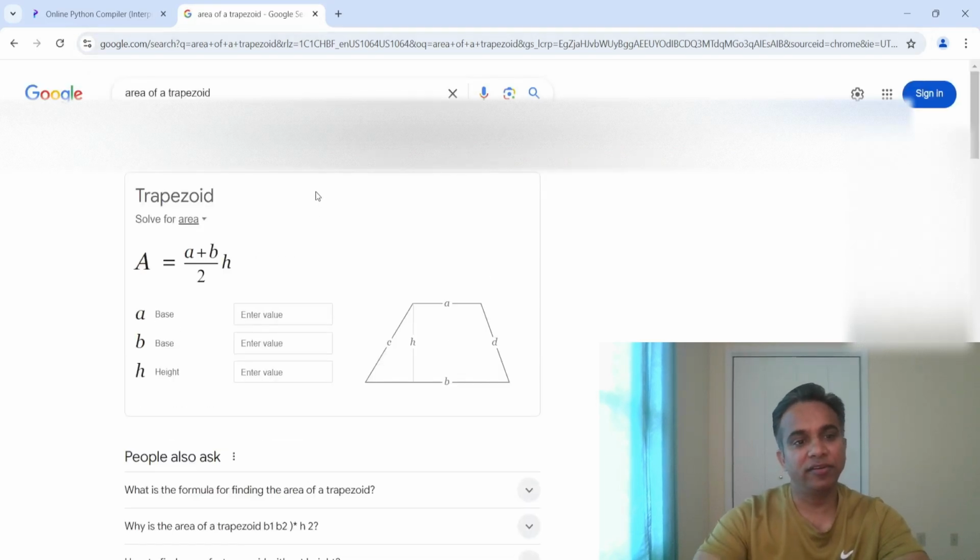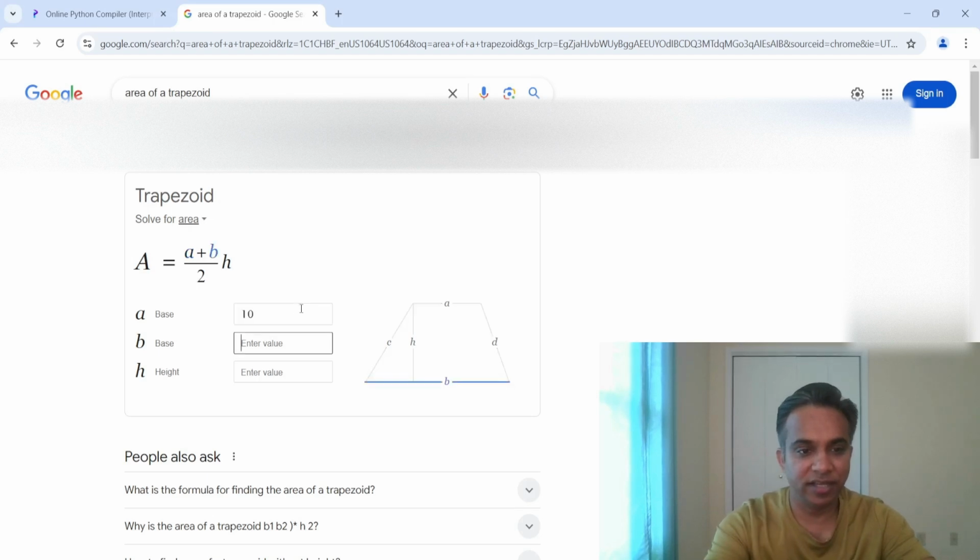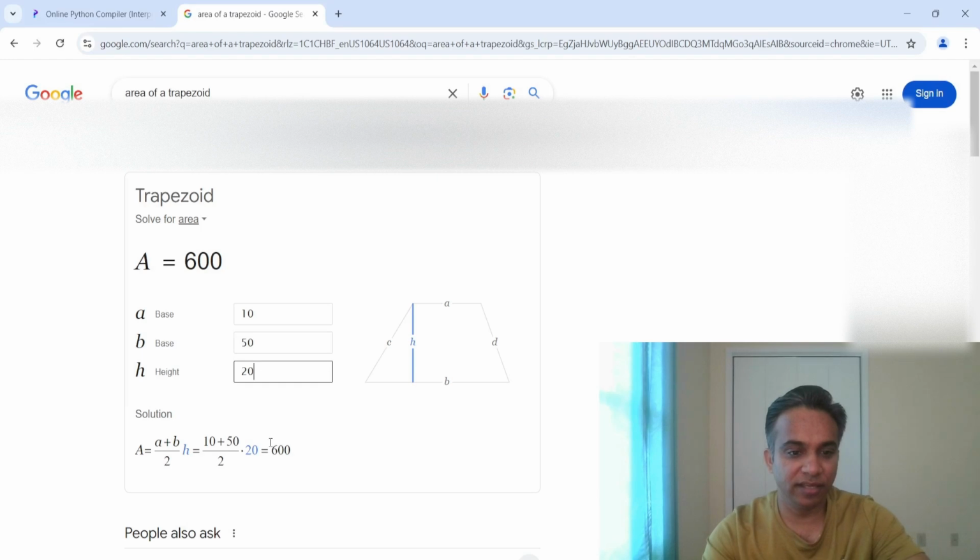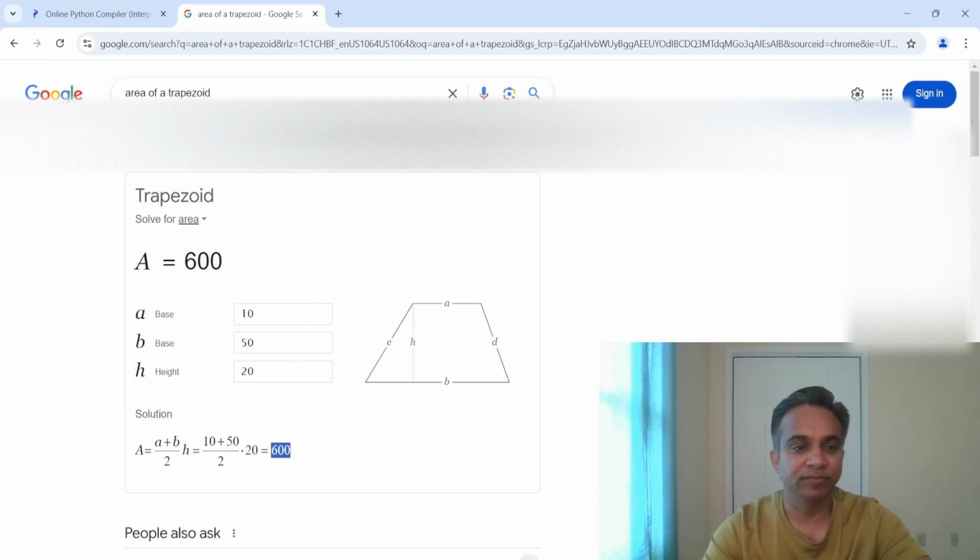So area of a trapezoid is base multiplied by another base. Sorry, it's (a + b) divided by 2 multiplied by height. And here we can also do the testing. Let's say if a is 10, b is 50, height is 20, then output should be 600. That is what we will use.